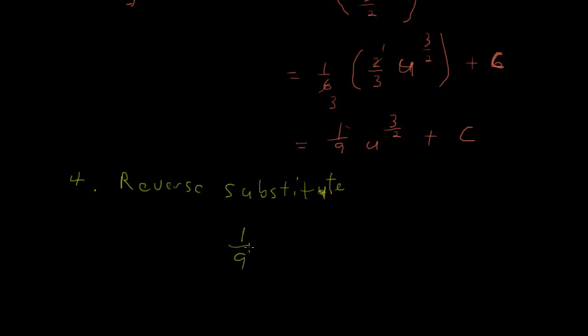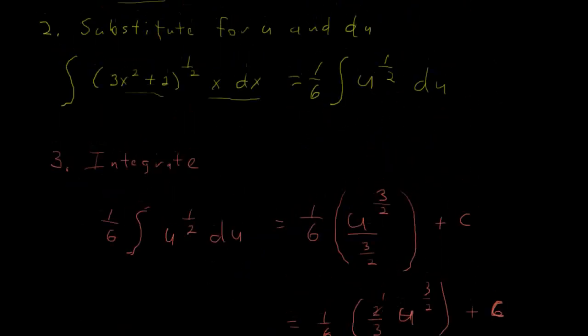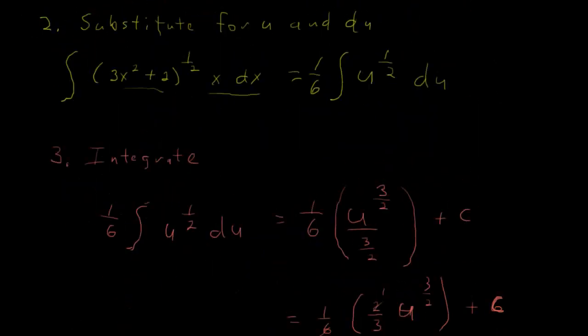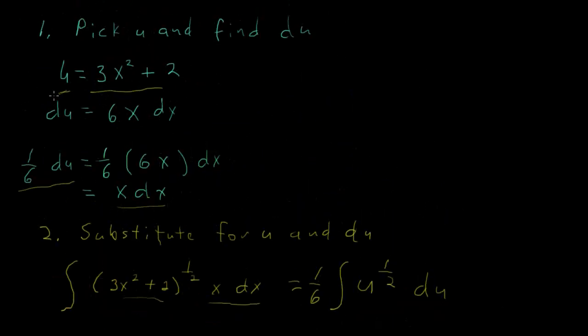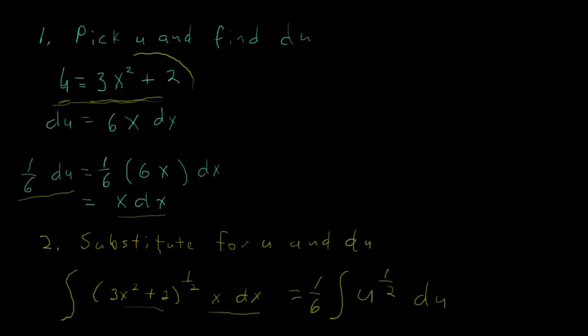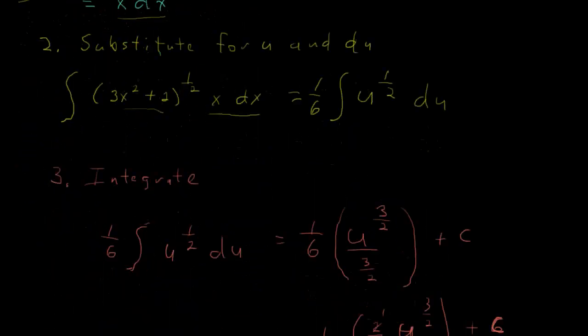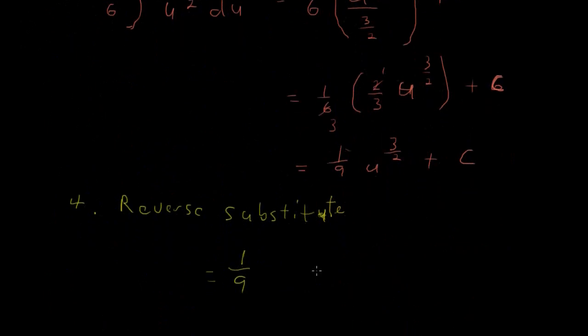1/9, and we're reversing back, and in place of u, remember back up here we had u is equal to 3x squared plus 2. So now any place we see u, we're going to put in 3x squared plus 2. So that goes in right here, 3x squared plus 2, and that's raised to the 3/2 power plus c. And there's our solution.